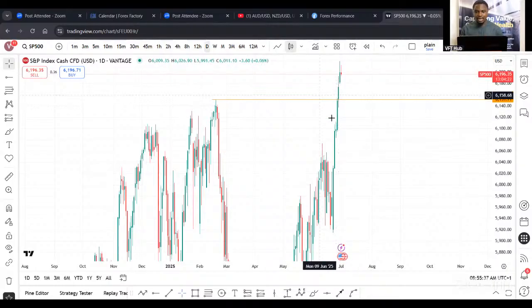So as at last week Thursday, S&P 500 hadn't broken its own high, right? It was just testing, approaching those levels, and then we were patiently waiting for both S&P 500 and US 30 to catch up, right?